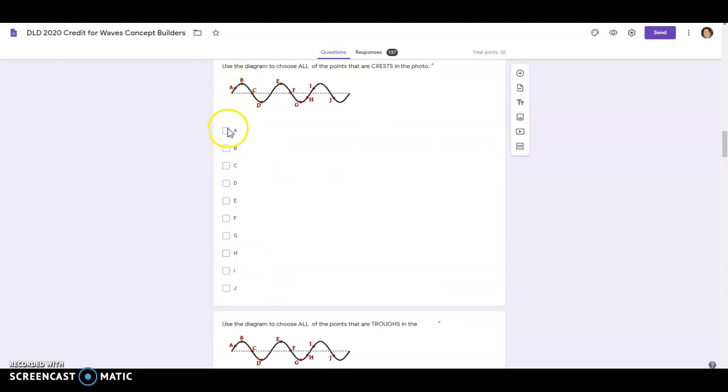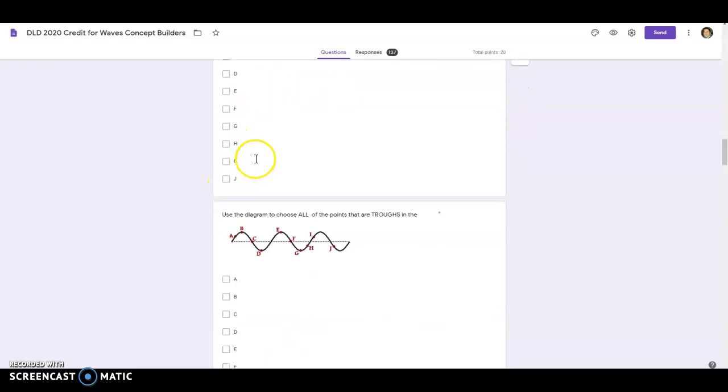This question was designed to check many boxes. Use a diagram to choose all of the points that are crests. The crest is the top of the wave located here by the mouse. So choice B is a crest. Choice E is a crest. A is not a crest yet, neither is I. It's got to be at the top. So B and E are the best choices.